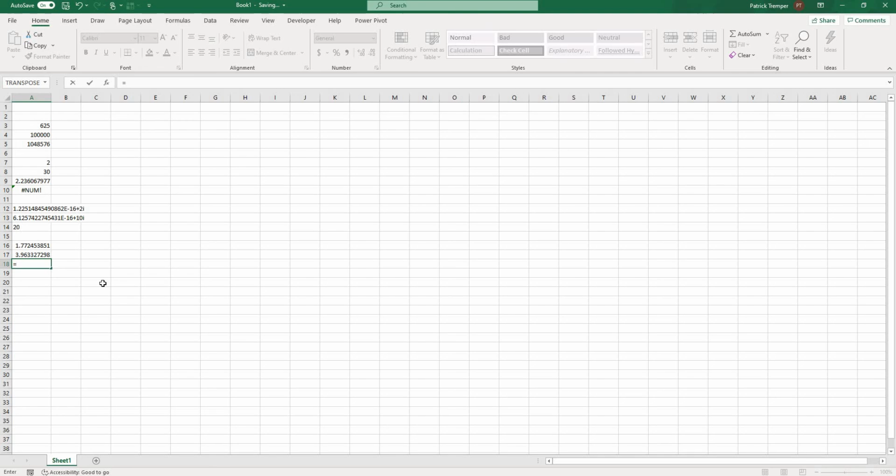And so there you have it. This is a demonstration on the power function and some square root functions.